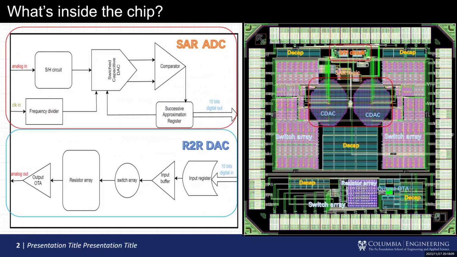First, let me introduce the main blocks inside our chip. For the SAR ADC, there is a sample input circuit, a CDAC, a comparator, a SAR logic, and a frequency divider. And there is an input register, input buffer, switch array, resistor array, and an output OTA for the R2R DAC. The figure on the right illustrates our final layout. As we can see, the SAR ADC is located at the top of our chip, and the R2R DAC is located at the bottom.